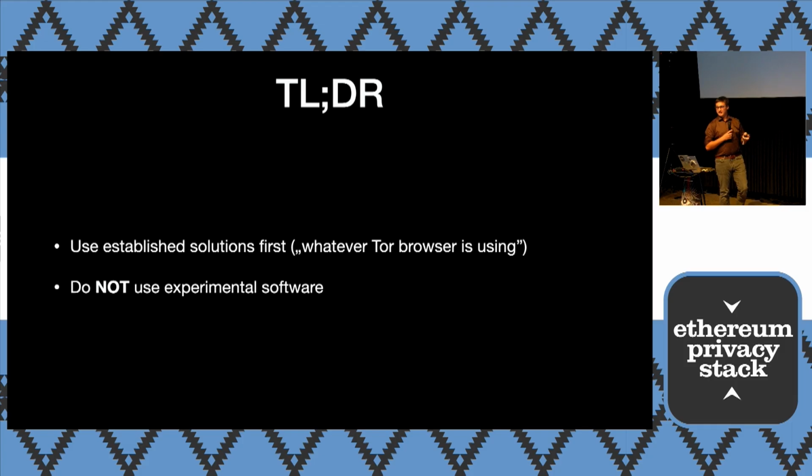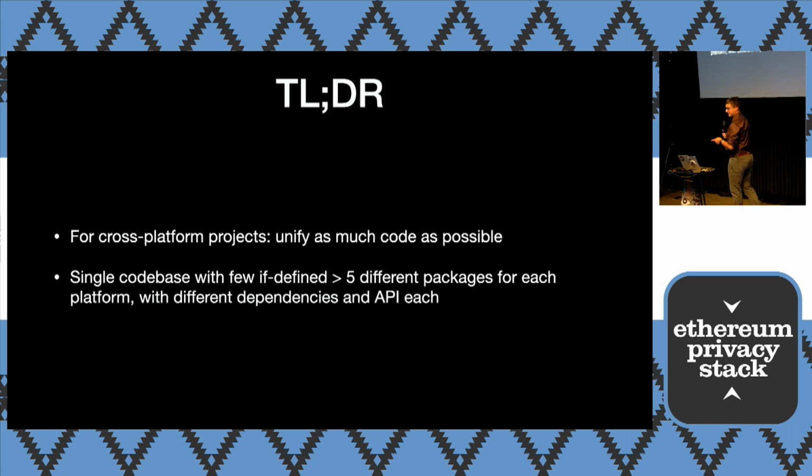So a quick TLDR of the talk. Use established solutions. Don't go with Arti or the fancy new Rust rewrite. If there is a Tor binary that powers Tor Browser, Tails, and everything, it's probably good for your project that's probably smaller than Tor itself. So do not use experimental software unless it's production ready.